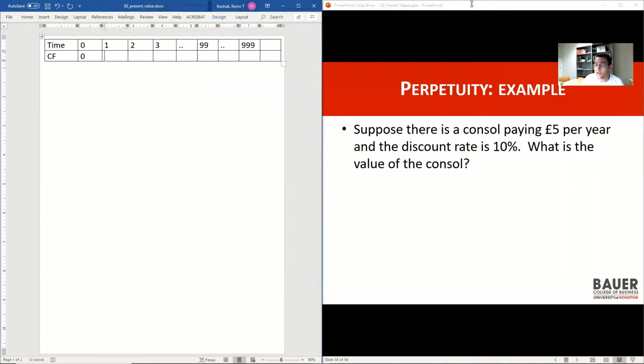When do the cash flows start for a perpetuity? Well, they start at time 1. So at time 1, we're going to get £5. Time 2, we're going to get £5. Time 3, on and on. We're going to get £5 forever as far as you can see. So you look at those cash flows, you draw them out, and you realize this is a perpetuity.